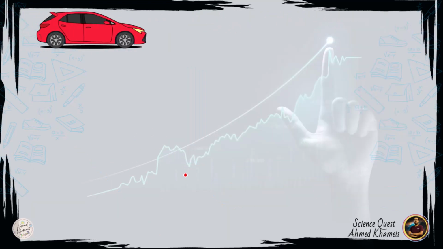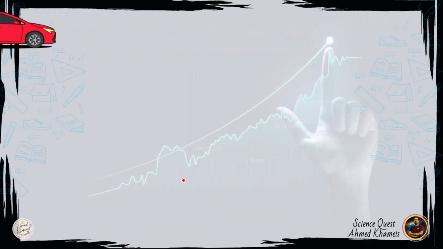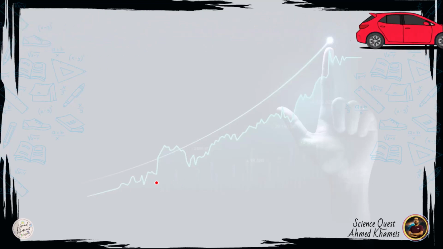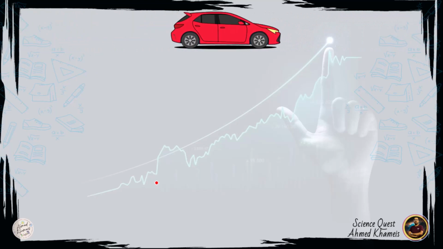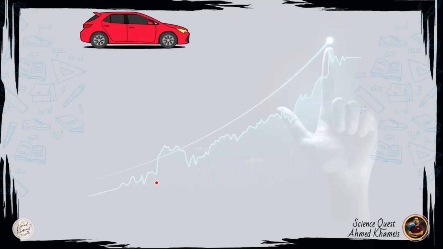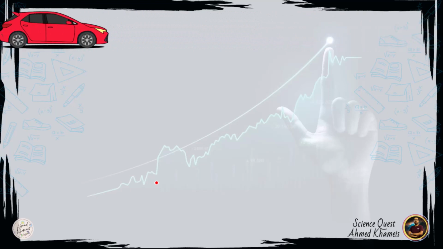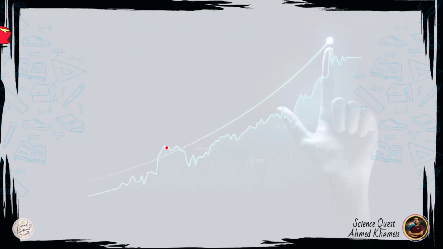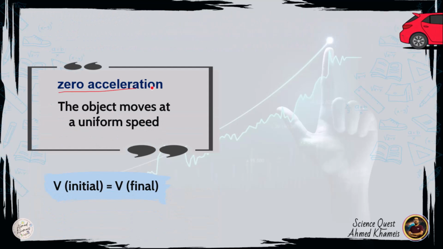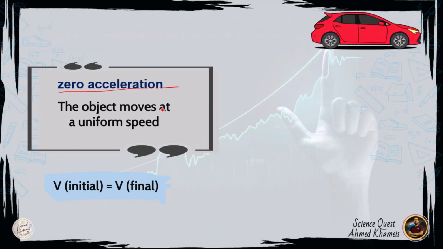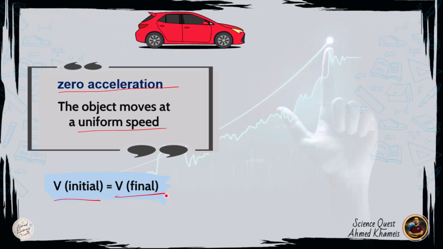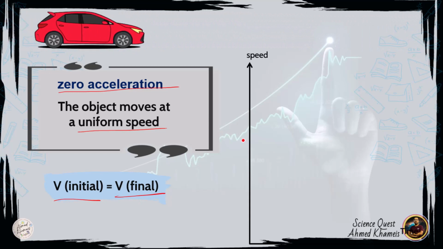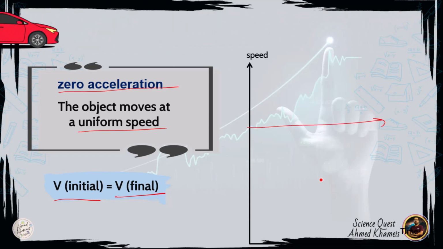As you see, the car speed doesn't change. So the speed of the car remains constant as time passes. So this object moves at constant speed, and constant speed has zero acceleration. So this movement is called zero acceleration, which is when the object moves at a uniform speed. And the final speed will equal the initial speed, and it would be represented by a straight line parallel to the time axis.